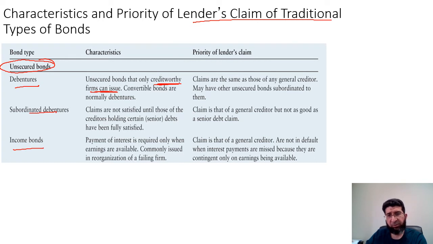Now, the claims are the same as those of general creditors. When they default, you'll not be on the top of the rank. They may have other unsecured bonds subordinated to them. Then come the subordinated debentures. Now they are second in line, and then the income bonds, where the payment of interest is required only when earnings are available. This is third in line, and they all have a general creditor's claim, which means they will be paid after the senior debt has been paid. So they are lower in the rank.